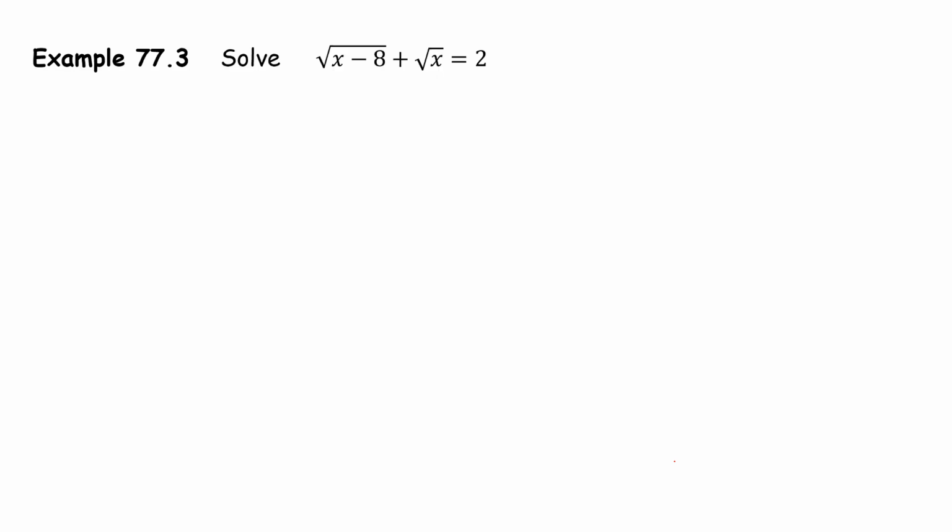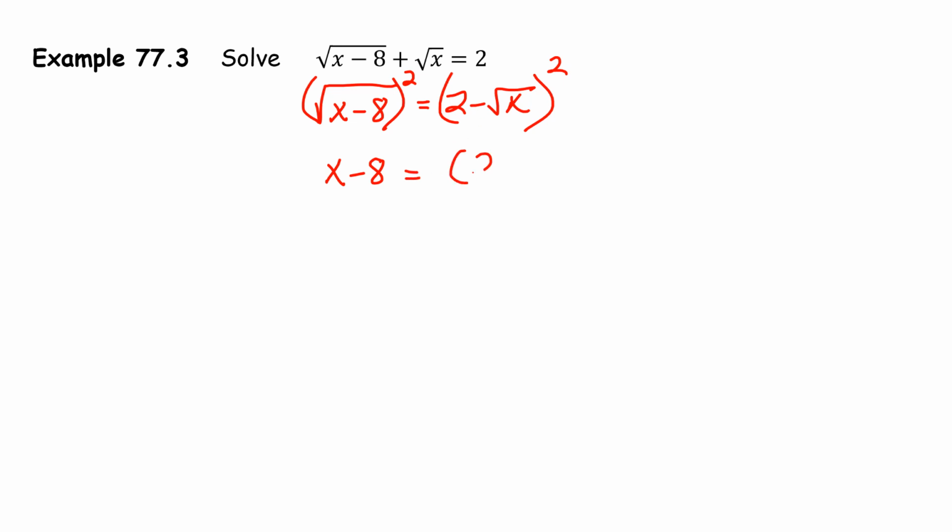So let's do this one just like we did the other one. We're going to isolate the first radical. So we're going to subtract the square root of x on both sides. So we'll have 2 minus the square root of x on the right. And now we need to square both sides. The square root will cancel out, and we'll have x minus 8 is equal to 2 minus the square root of x times 2 minus the square root of x.